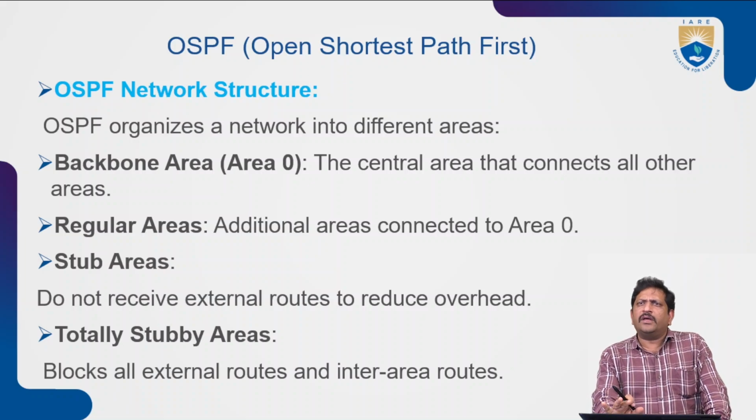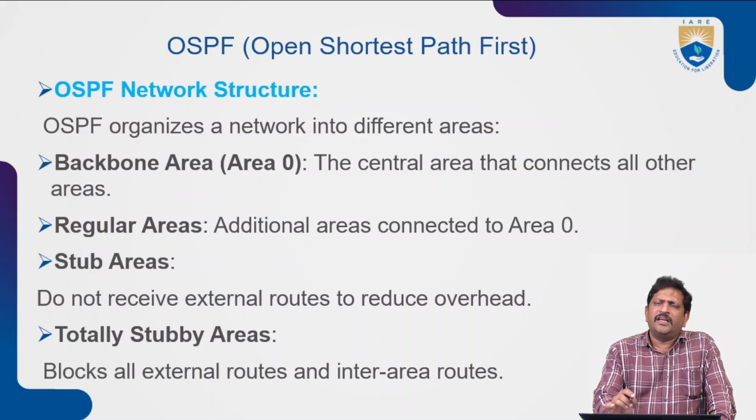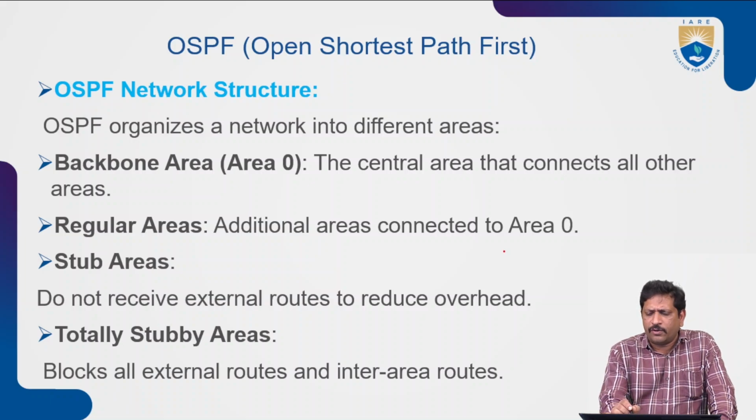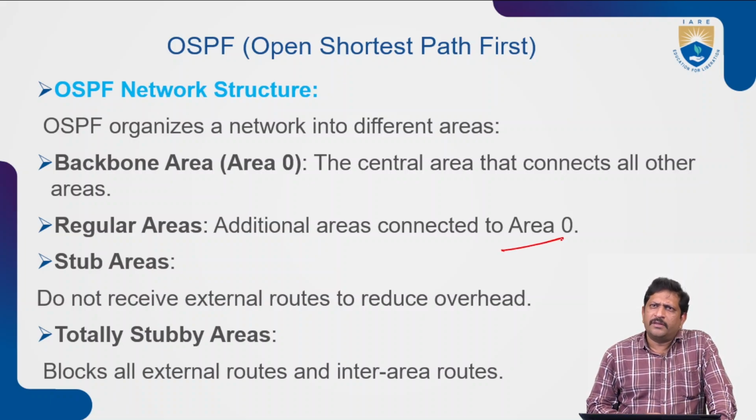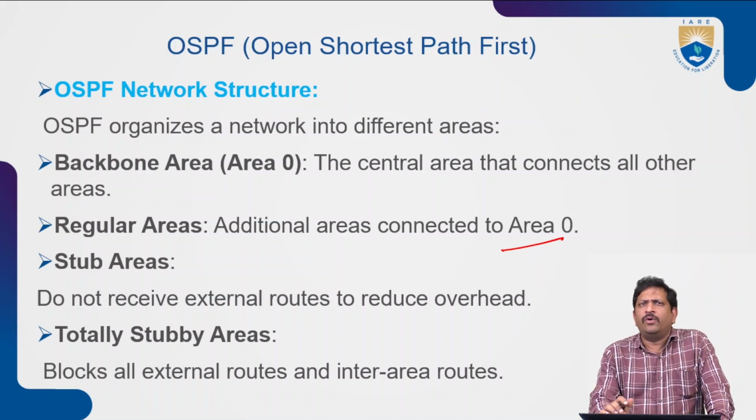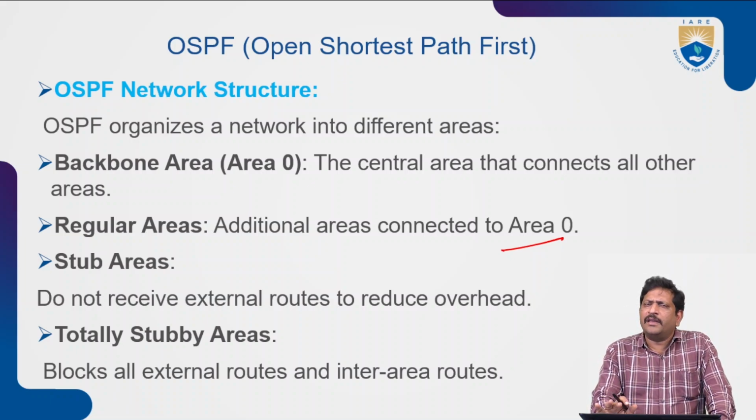Whatever router is located inside that particular area and connects to all the routers in the different areas is a backbone router. The regular areas are additional areas that are connected to area 0. Whatever additional areas are connected to area 0, we call them regular areas.